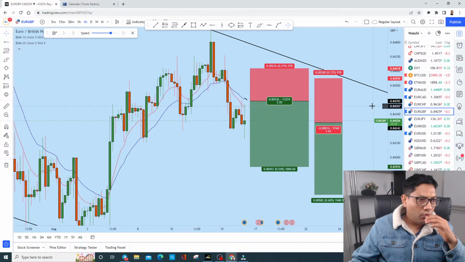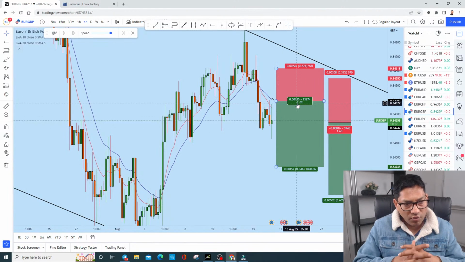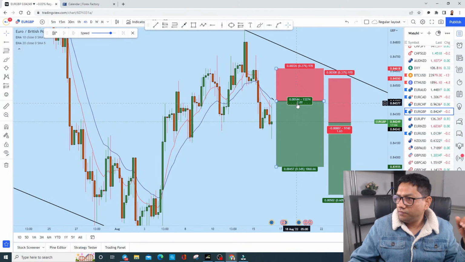Euro GBP, we are running 2 positions on Euro GBP, and I'm hopeful that both of them will be winners. We are expecting Euro GBP to drop.